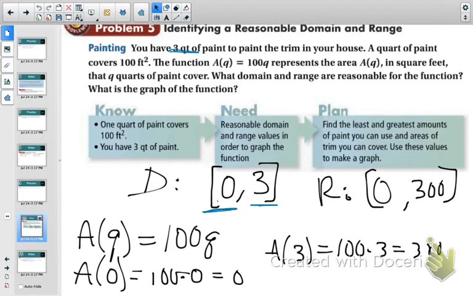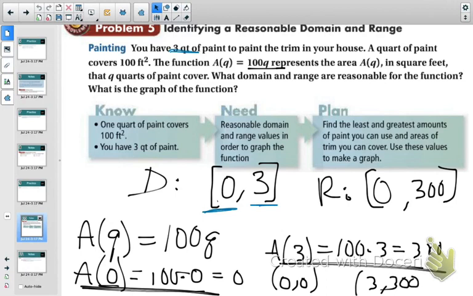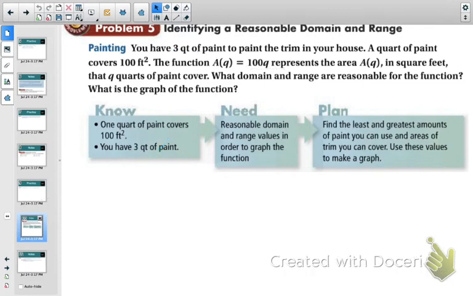Okay, then the graph of the function, well, I would just plot each of these points. This one's linear because it's y equals 100q. There's no squares or anything like that. So you can just plot the points, 0, 0. That's what I got from this one right here. And then 3, 300. And it would be a line that's going up like that. Something like that. Probably a lot steeper than that, but yeah, that's the idea.